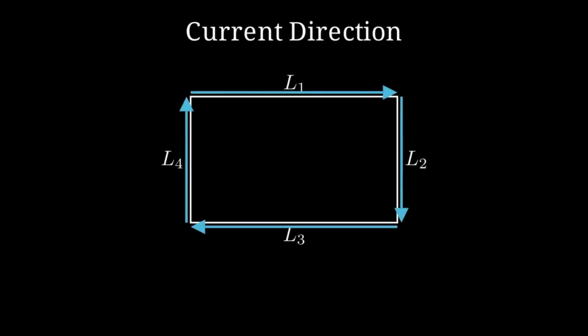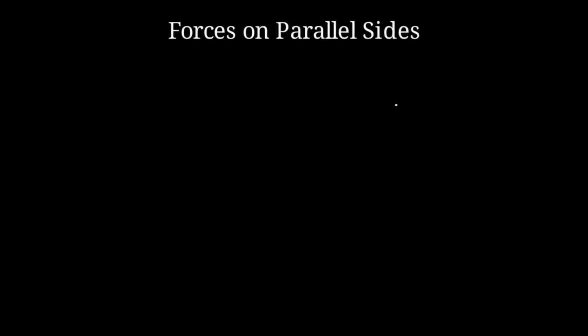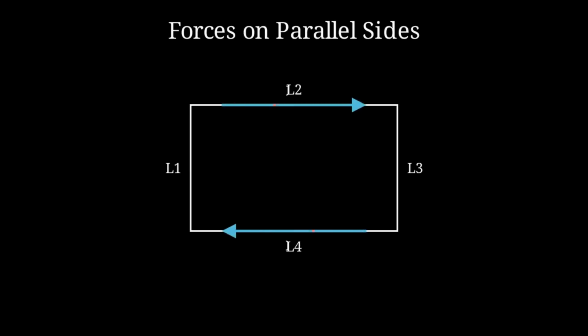We will examine the forces acting on each of the 4 segments, labeled L1 through L4, to understand the resulting motion. On the sides parallel to the magnetic field, the angle between the current and the field is 0 or 180 degrees. Therefore, the magnetic force on these segments is 0, and they contribute nothing to the torque.